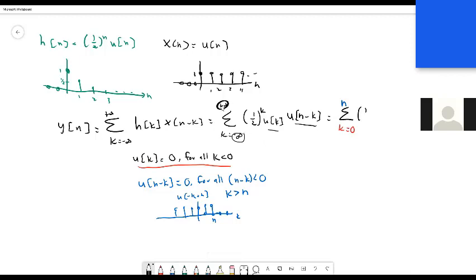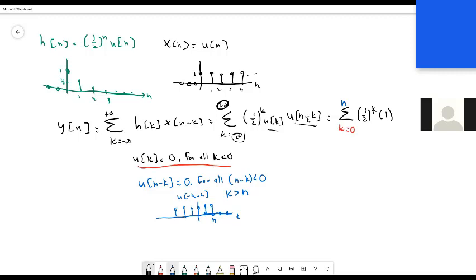And we have our 1/2 to the k. And within these boundaries, both u of k and u of n minus k are equal to 1. And so now I have a finite sum of a series of 1/2s from k equals 0 to n.